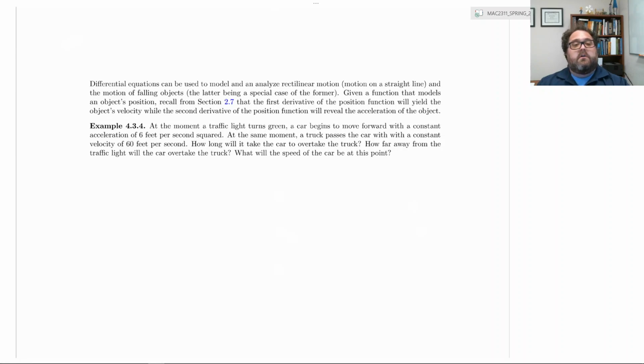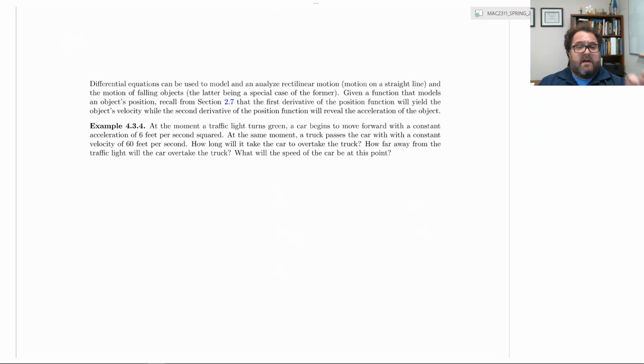All right, let's look at another differential equation exercise. This one's a little different because it's not about a falling object. This is about an object moving on a straight line. In fact, two objects moving on a straight line. We have two cars, or a car and a truck, moving on a straight line, parallel to each other. And let's just see what the example says.